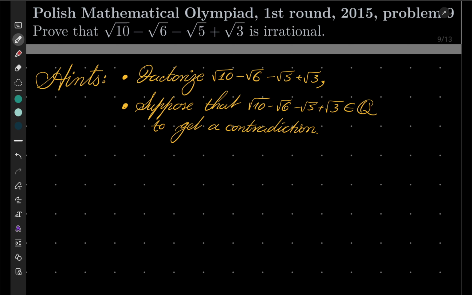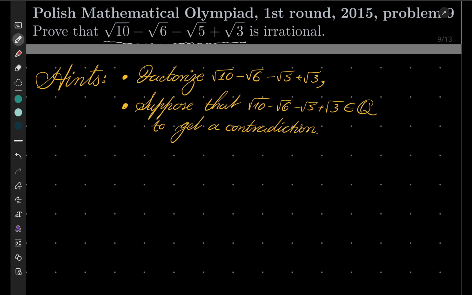Hello friends, in this video I'd like to solve the following problem from the Polish Mathematical Olympiad, first round, year 2015, problem number 9. So we wish to prove that this number, square root of 10 minus square root of 6 minus square root of 5 plus square root of 3, is in fact irrational.